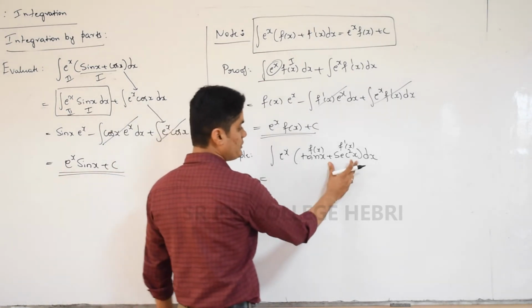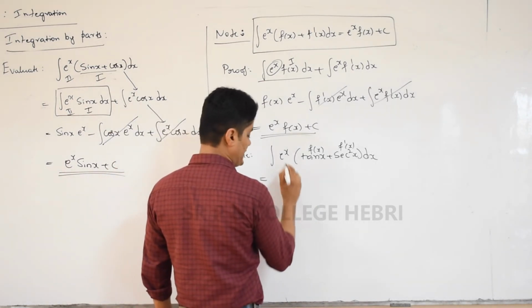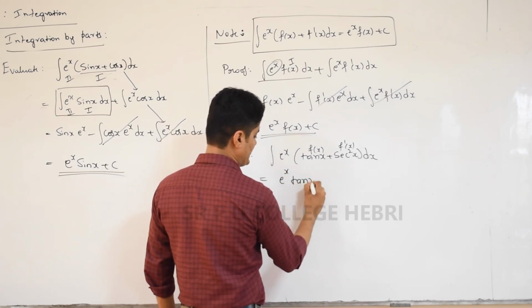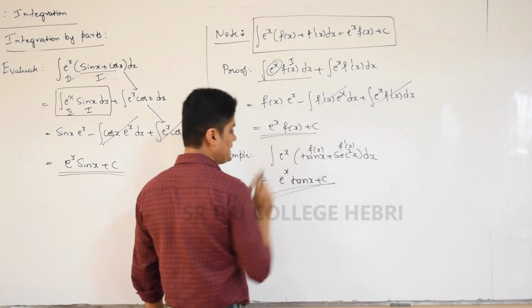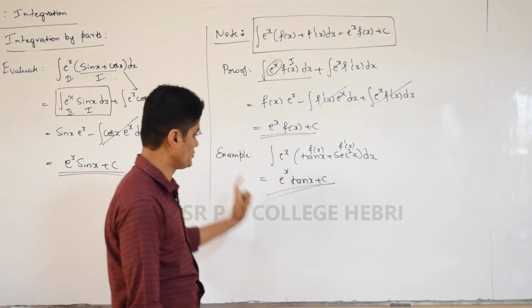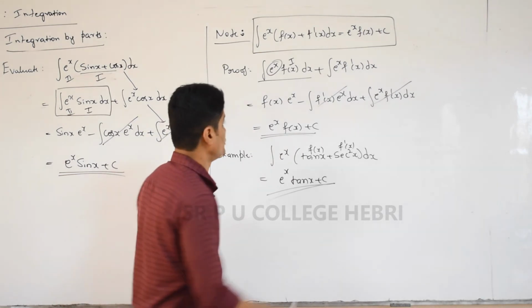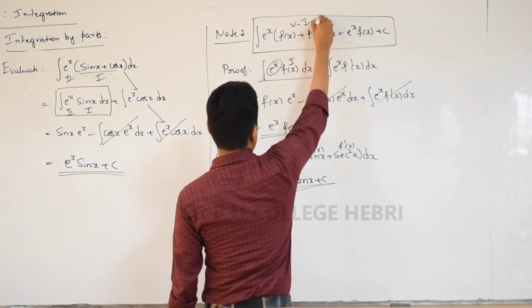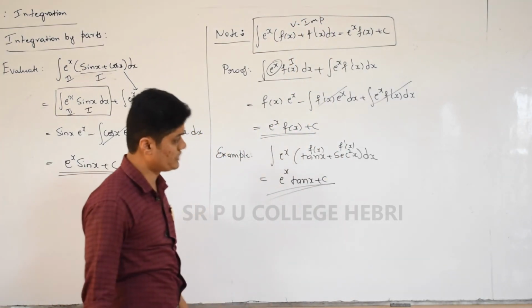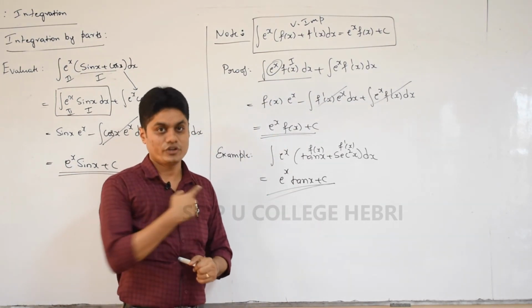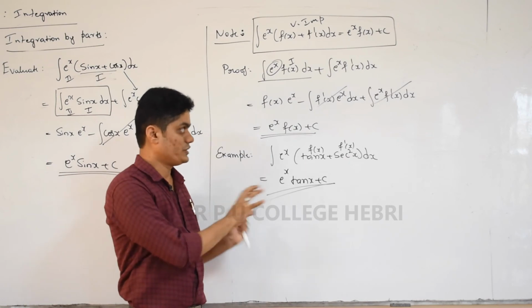So it is in the form of e power x into f of x plus f dash of x. So what is the integration? E power x into f of x, that is tan x, plus c. That's it. Is the differentiation of tan x secant square x? Right. So the answer in one step is e power x into tan x plus c. Did you understand? So this formula is very, very important, very, very useful for entrance exams as well as for the board exam. So you can solve problems like this. Now we have some problems in the exercise. Based on this theory, I'm going to take them one by one.